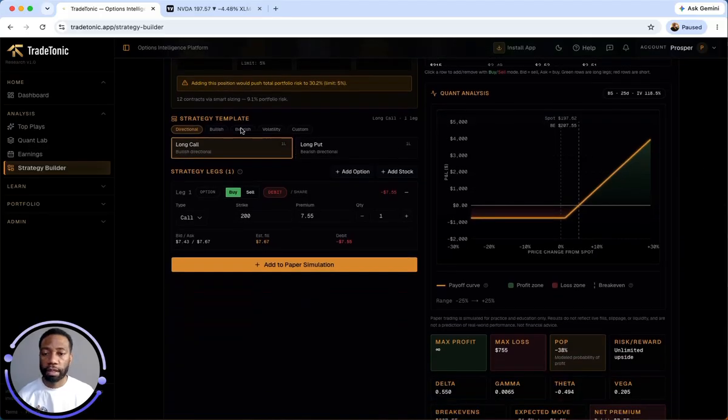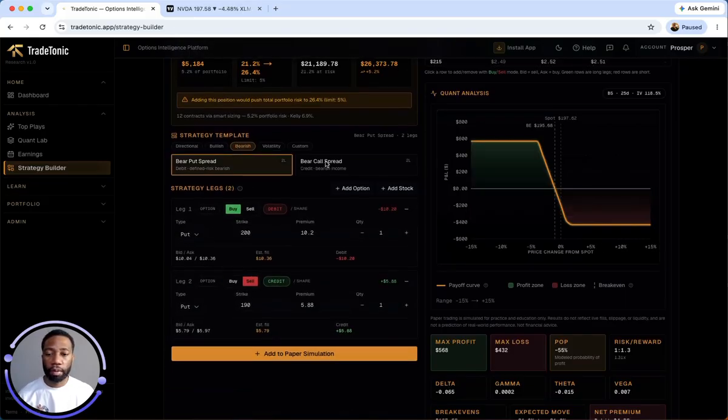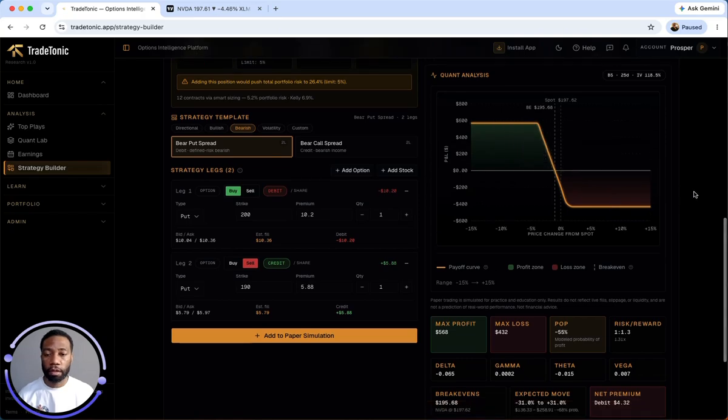All right, so if we take a look here, we're going to look at some bullish trade. So let's look at a bear put strategy and let's see what we're able to get. Right, so in this particular trade, our quant model and our analysis tells us, well, we could buy the 200 strike puts for $10.20, and we could sell the 190 strike put for $5.80, right?